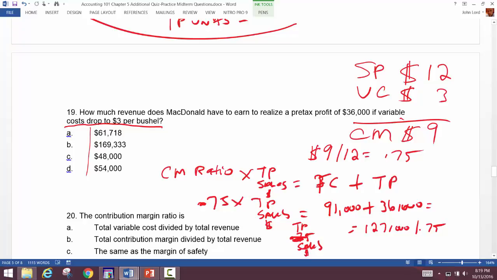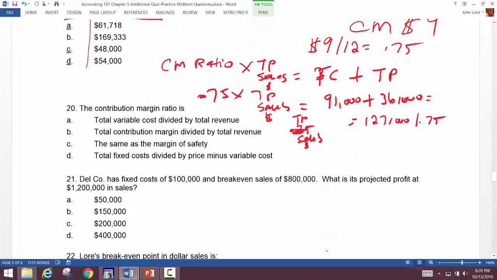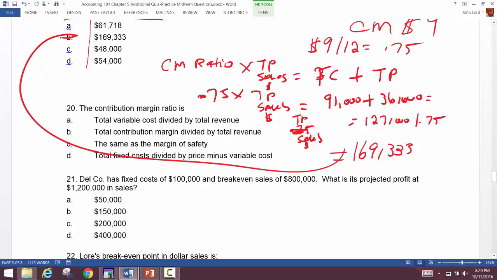Still with me? Okay, so I go ahead now, and that means that my target profit sales dollars, just doing the math on this, got to be 169,333, whatever, close enough for government work. Okay.